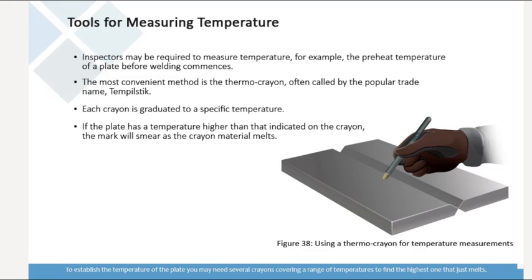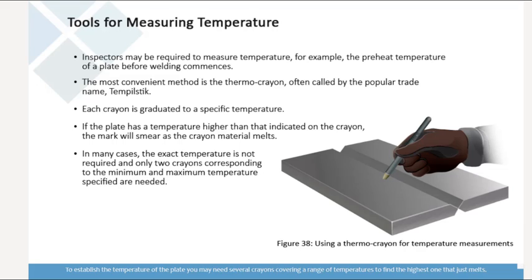To establish the temperature of the plate, you may need several crayons covering a range of temperatures to find the highest one that just melts. In many cases, the exact temperature is not required and only 2 crayons corresponding to the minimum and maximum temperature specified are needed.